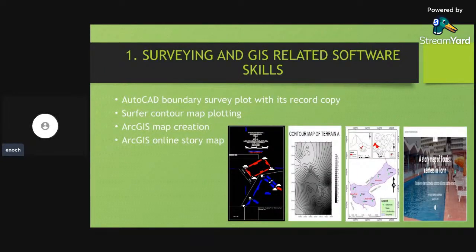Now, moving on. Surveying and GIS related software skills. The skills I'm talking about here are AutoCAD boundary survey plots and record copy, software contour map plotting, ArcGIS map creation, and ArcGIS Online story map. These are the surveying and GIS related software skills I want us to know, the most basic software skills I would like us to know.